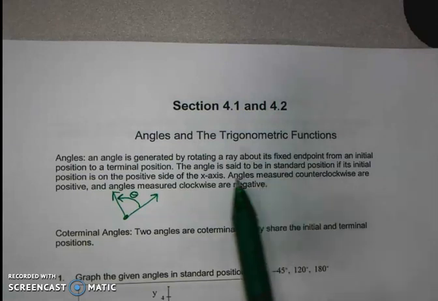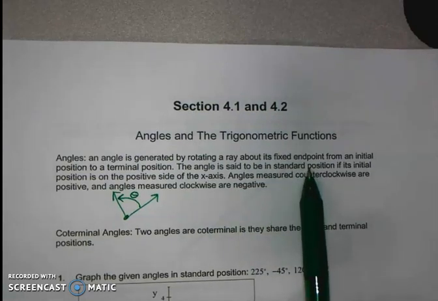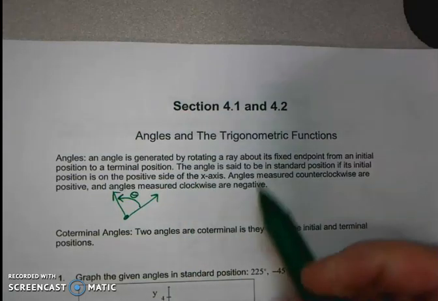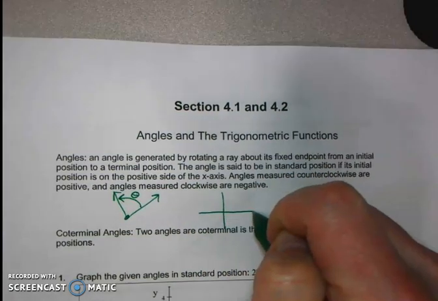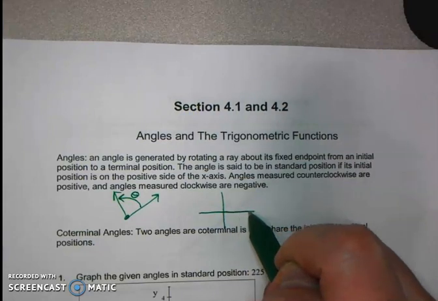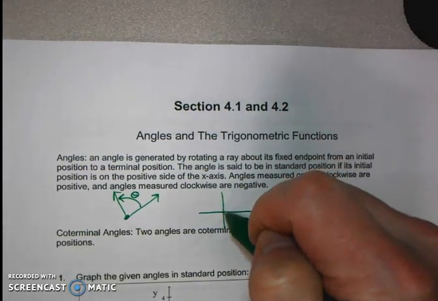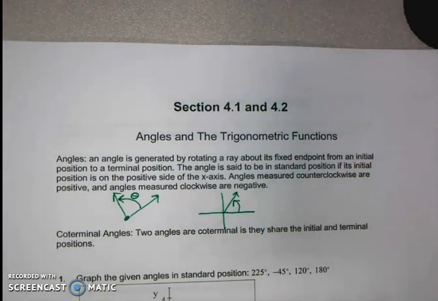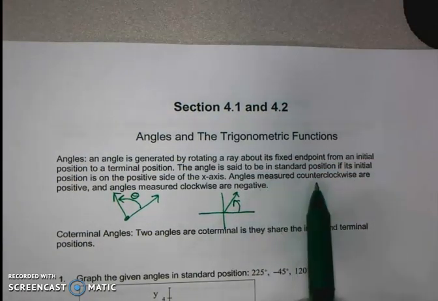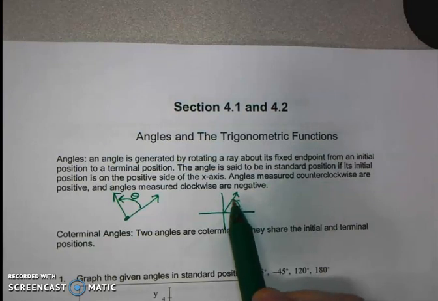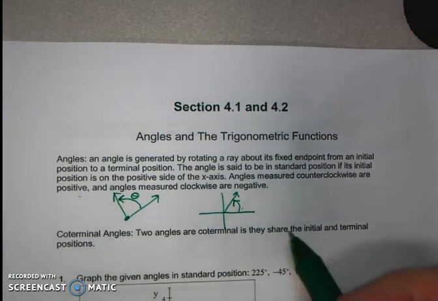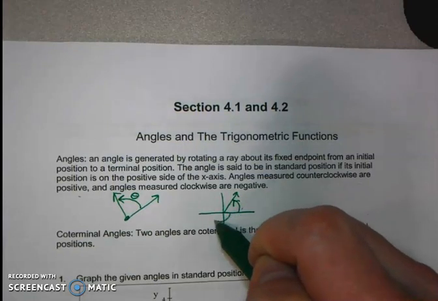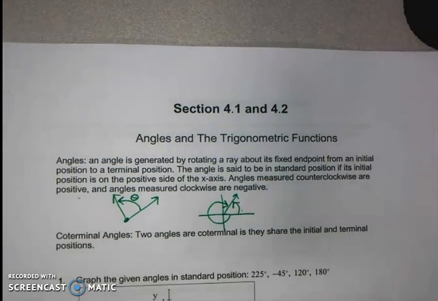All right, an angle is said to be in standard position if its initial side is on the positive side of the x-axis. So in other words, we typically assume that this is the initial side and we don't draw it, and then we only draw the terminal side and we draw our angle like so. Angles measured counterclockwise, like this one, are considered positive, and angles measured clockwise, like I could write that angle that way, would be considered negative.